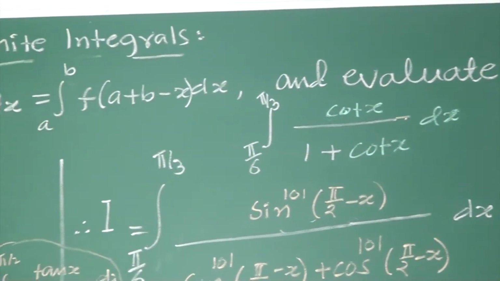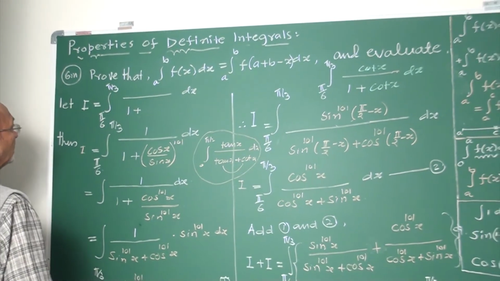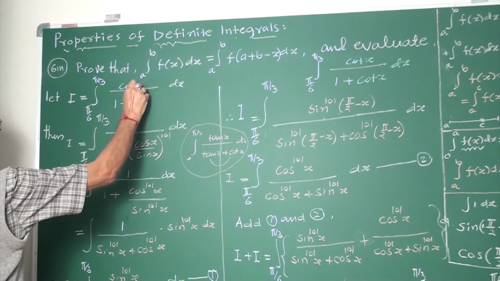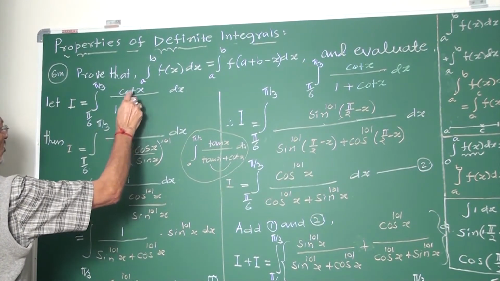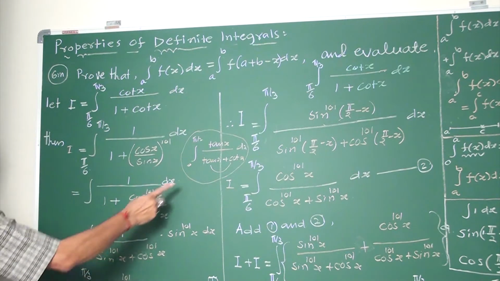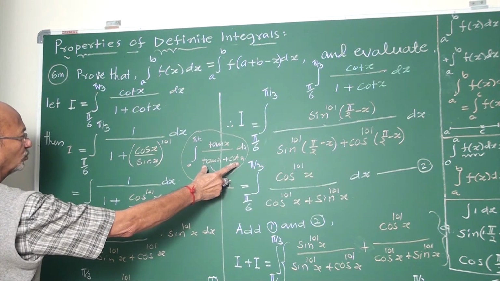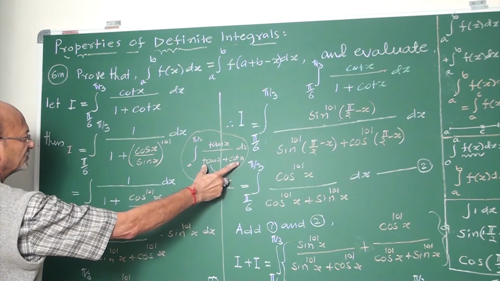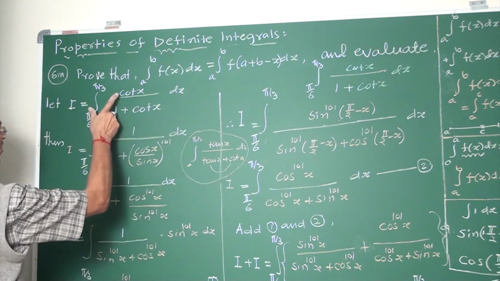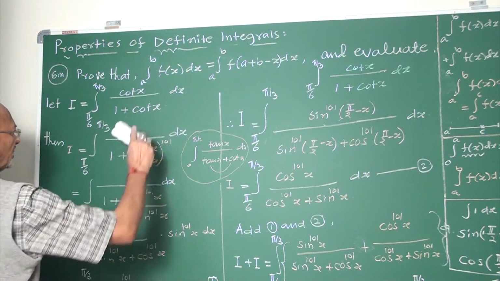What is the first step? Yes, my friends. This is the first step. Let I equal to the integral from pi by 6 to pi by 3 of cot x upon 1 plus cot x dx. Again, no change if they contain co-trigonometric ratios. Don't convert. But when they don't contain co-trigonometric ratios, you have to change cot to tan, cos to sin, sin to cos.